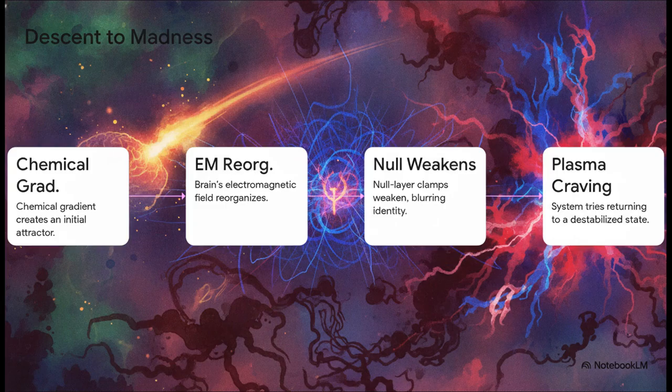First, a chemical gradient creates an initial attractor. Think of a dopamine hit, or, for Pierce, his heavy reliance on alcohol. Second, the brain's electromagnetic field reorganizes itself around that new default oscillation. Third, the null layer clamps weaken, and that causes identity blur and intense instability. And finally, the plasma layer tries to fill that gap, which creates this massive craving because your whole system is desperately trying to return to a destabilized attractor. It is not magic, folks. It is literally just physics.